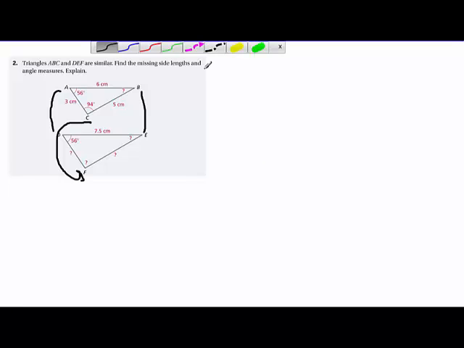Let's start with angle measures because I think they're the easiest to find. Let's start by finding angle B in the top triangle. I know that all the angles in a triangle have to equal 180, so I can take 180 minus 56 minus 94, and I will get that angle B must equal 30 degrees.